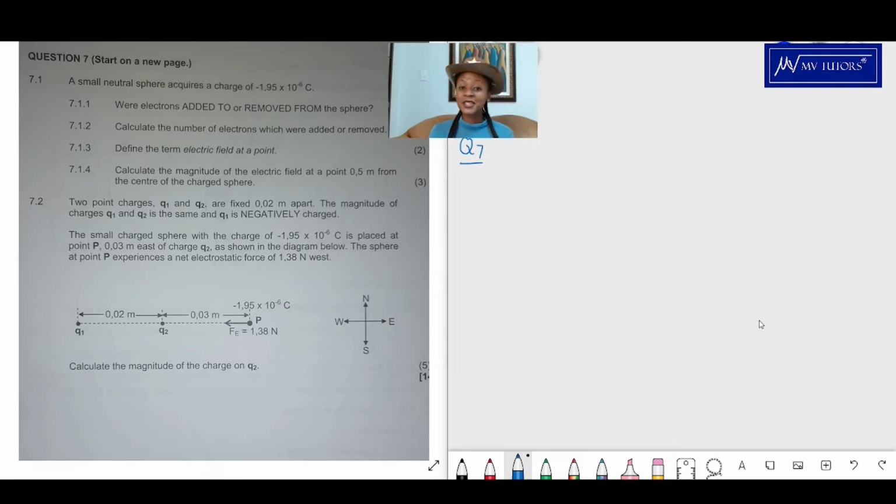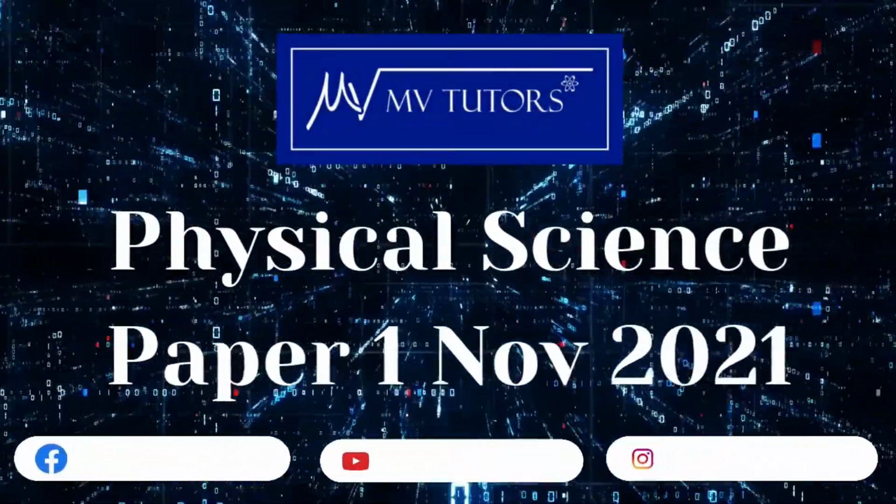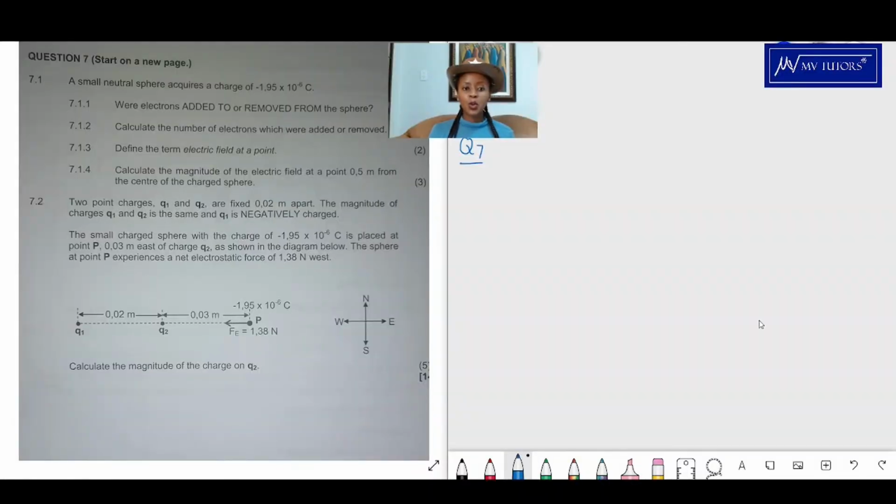Okay, so looking at question 7, yeah, electrostatics. It says a small neutral sphere acquires a charge of negative 1,95 times 10 to the power minus 6 coulomb. Okay, so let's see, 7.1.1. Were electrons added to or removed from the sphere? Okay, so initially the sphere was neutral. If this sphere was neutral, it was at 0. If it ended up being negative, that means that you added electrons. So yes, in this case the electrons were added.